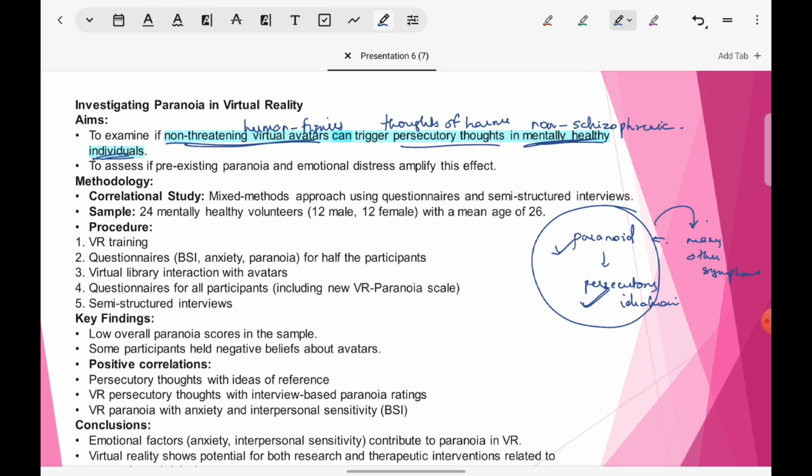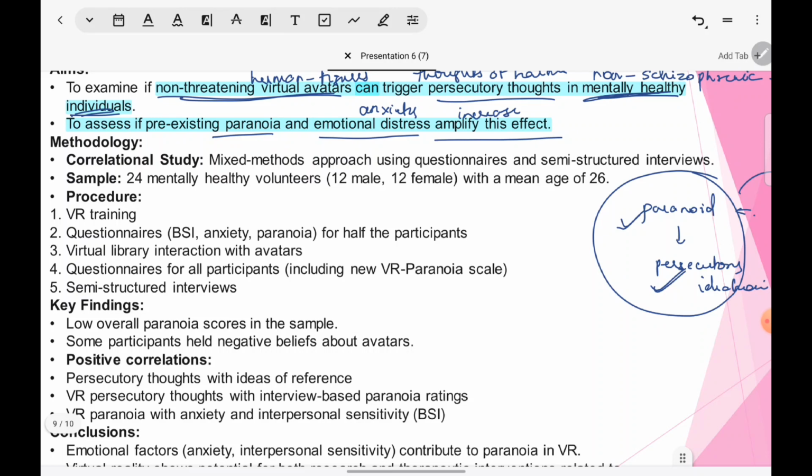Normal people like us, some of us are more suspicious and doubting of others compared to others amongst us. So these are the people amongst us who are a little suspicious, who are expected to believe that the avatars want to harm them in this study. The other aim is related to this, to assess if pre-existing paranoia, as I said, suspiciousness, and emotional distress, meaning anxiety, can amplify this effect, can increase this effect, in the sense that people who are anxious by nature or who are paranoid by nature, they are the ones who will feel that the avatars want to harm them.